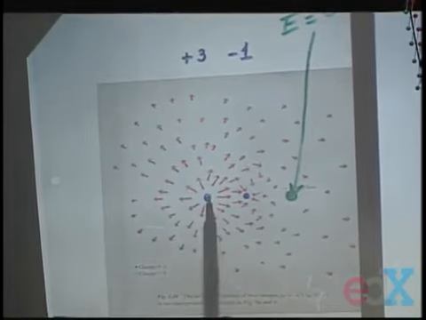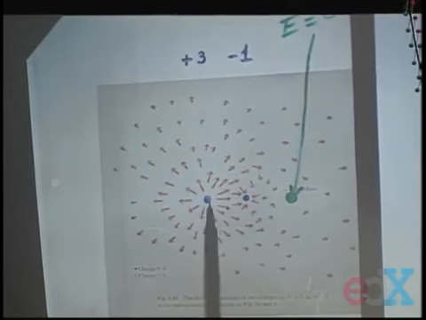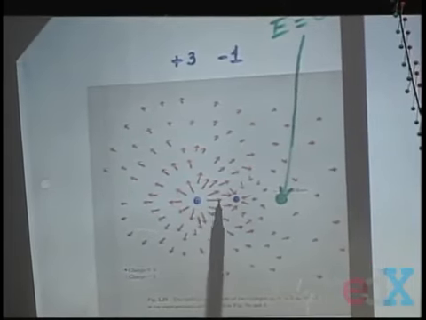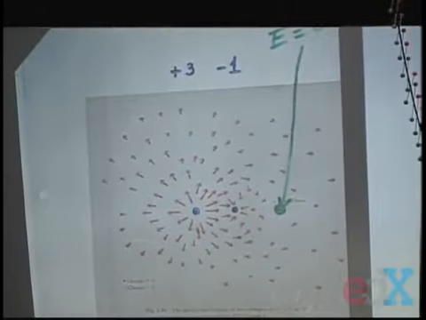Well, if you're in between the plus and the minus on this line, always the E field will be pointing from the plus to the minus, because the plus is pushing out and the minus is sucking in, so the two support each other.